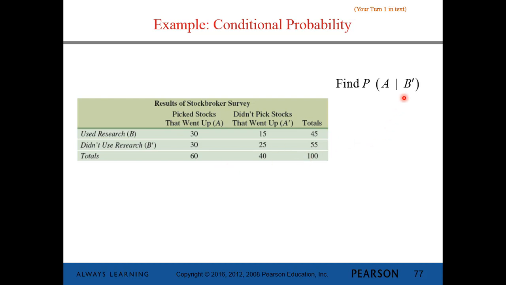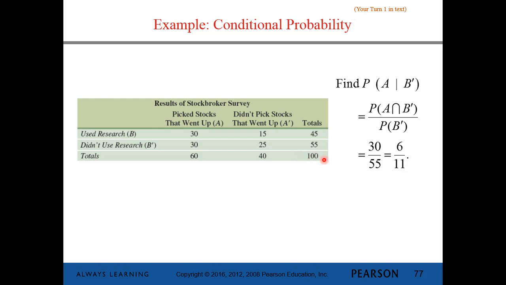Well, if we use the formula, we're going to take the probability of being both A and not B. Well, what's the probability of both A and not B? Both means the intersection. It's the intersection of A, which is this one, and not B, which is this one. So the row and column intersect here. So that's 30. 30 divided by 100 is 0.3.